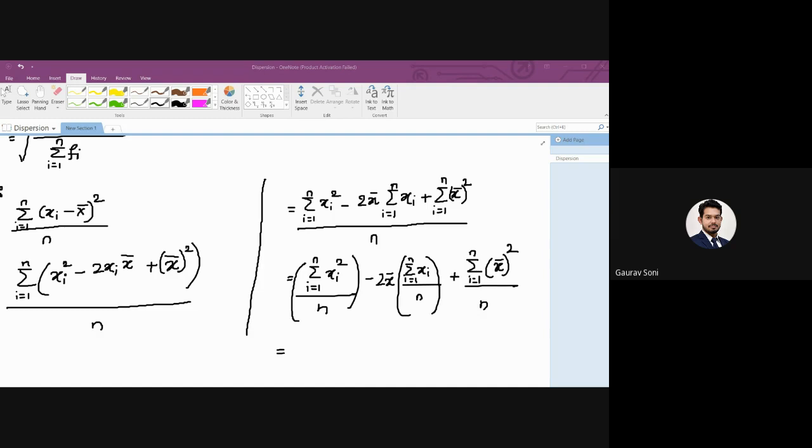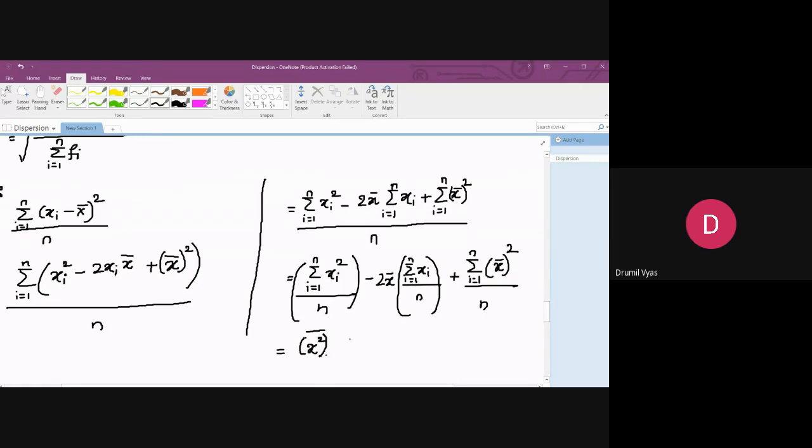Can I say that it is the mean of the square of xi? Yes. So you're squaring all of them and then you're taking the mean of it. So I will write this down as x square bar.